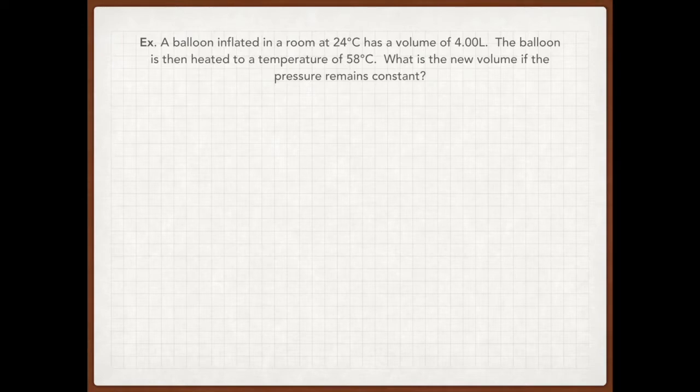Here it tells you a balloon is inflated in a room at 24 degrees Celsius and has a volume of 4 liters. The balloon is then heated to a temperature of 58 degrees Celsius. What is the new volume? So I'm going to be using Charles' law, V1 over T1 equals V2 over T2. Keep in mind, your temperature must be in Kelvin.